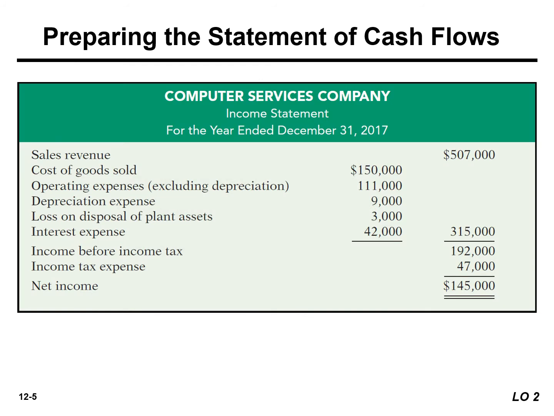So as I just stated, we need an income statement, and more specifically, some of the items that we're looking for is depreciation expense. We have $9,000. We also have a loss on disposal of $3,000, and net income is $145,000. So there are specific items on the income statement that we will need to help us convert that income that's on the accrual basis to a cash basis.